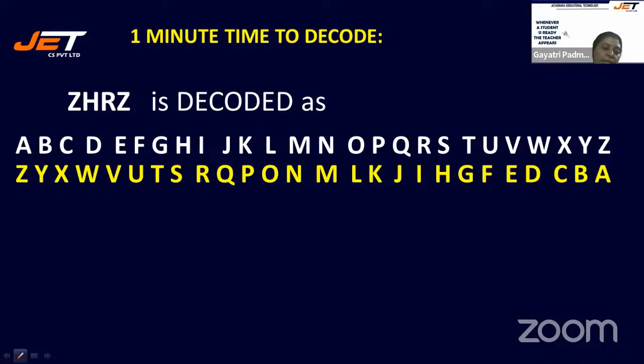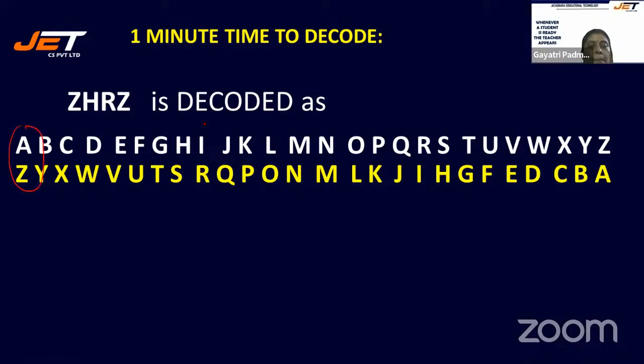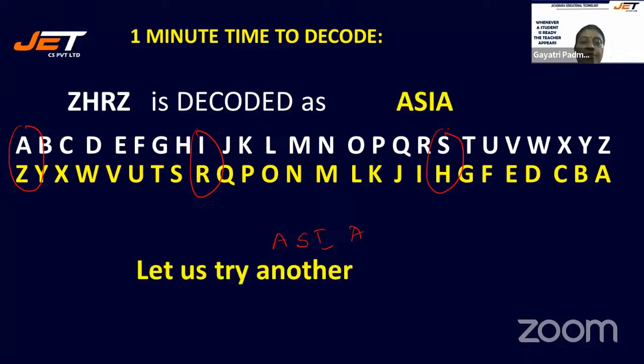Next you have ZHRZ. Right. So how do we decode this? Z is A. Right. And H is S. So let us try AS. And what is R? Yes. So R is I. What is Z? Again A. So it should be Asia. All right? Yes, fine.